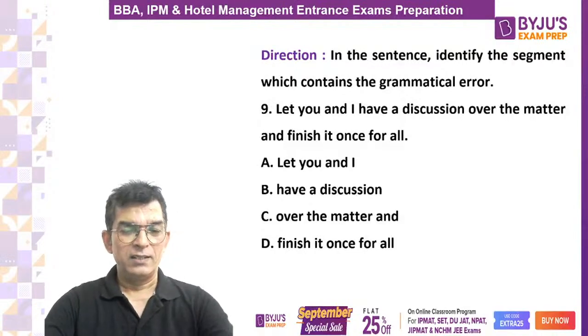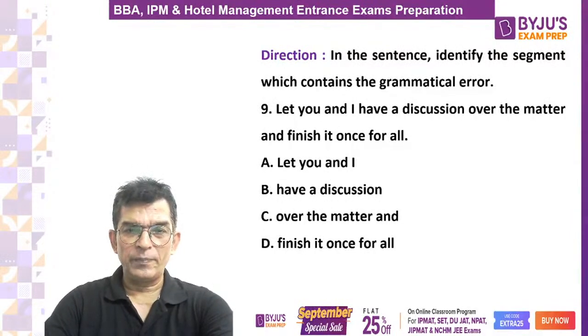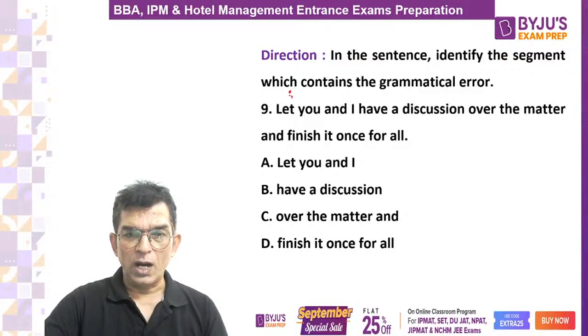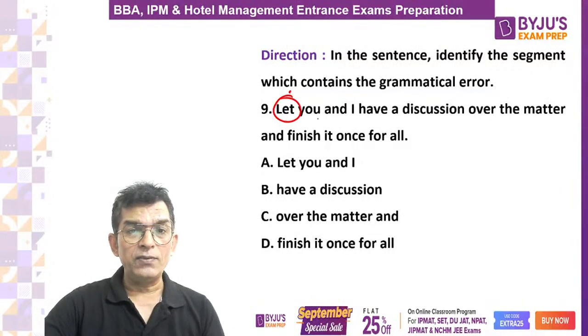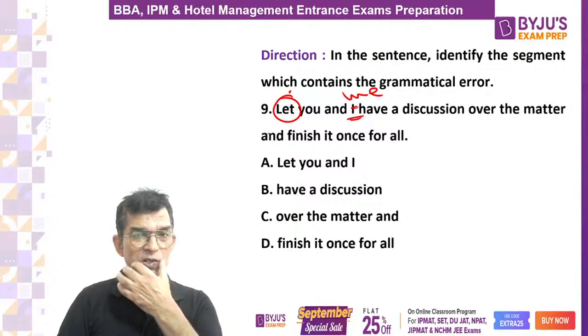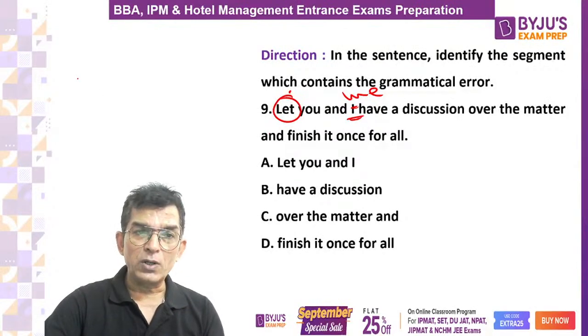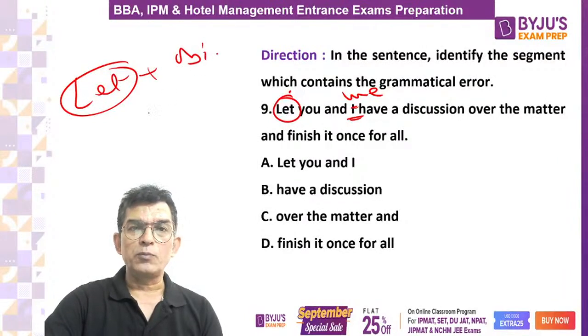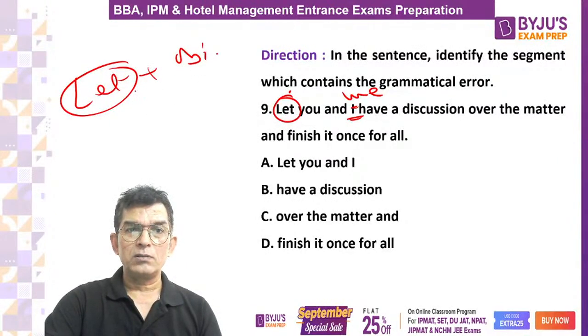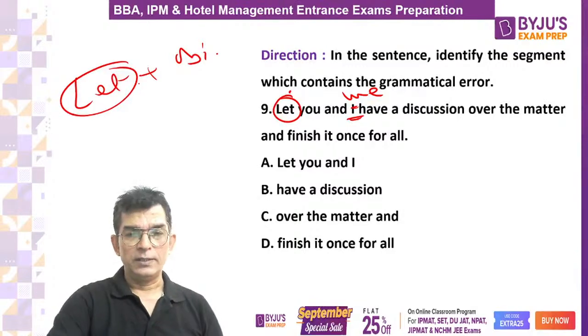Let you and I, sir, let is a verb. Okay, let is a verb. So after the verb, after the action verb, we should have the objective cases. Okay, so me. Let you and me have a discussion. Why? Simply because let is a verb. After the action verb, we write the objective pronouns, not the subjective pronouns. Okay, then.